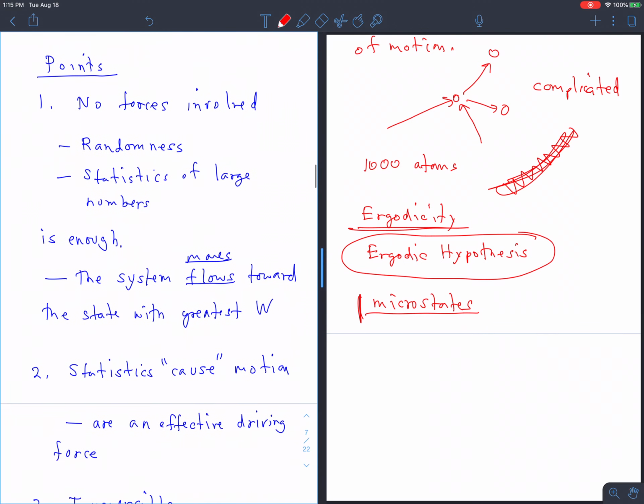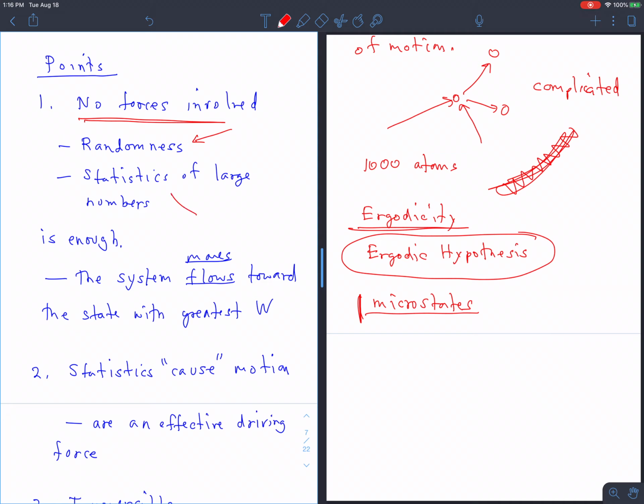All right, a few points. I said some of this stuff already. First of all, there are no forces involved. This is just a process of randomness along with random motion, right? Statistics combined with random motion. As long as the molecules aren't nailed down, as long as they're free to move around, and we calculate their statistics, their probabilities, then you'll get a result like this.